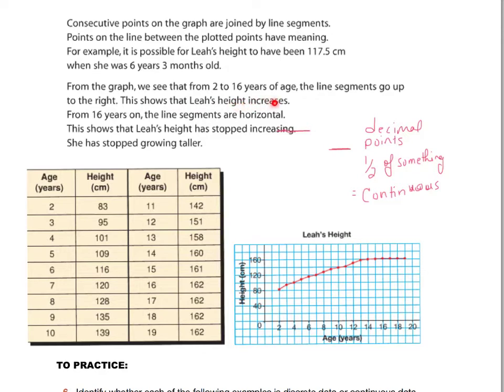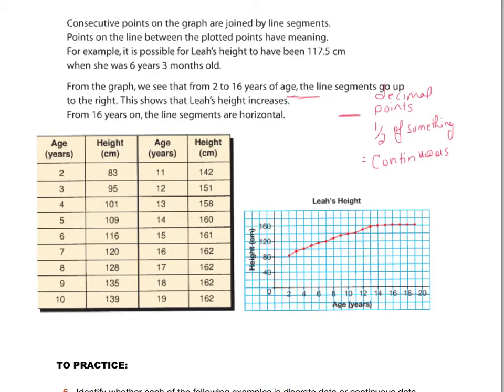This shows that Leah's height is increasing. From 16 years on, the line segments are horizontal, side to side. And we can see that here. We can infer that she has stopped growing because her height is the same from age, well, almost really 15. But let's take a look at our table. Well, we can see it's actually 16. So from 16 to 19, there has been no increase. So we can infer that she's stopped growing.